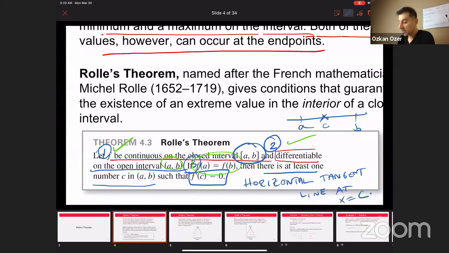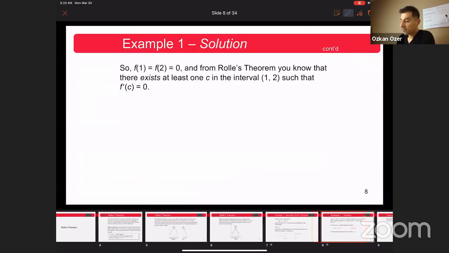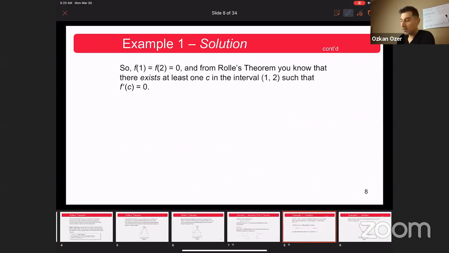So that means there is going to be a number c such that f prime of c equals 0. So there's going to be a slope 0 for the tangent line. That's exactly what I just said. Since f of 1 equals f of 2, which is equal to 0, from Rolle's theorem it's guaranteed that there exists at least one, there could be more, but at least one c such that f prime of c equals 0. So now let's find that c point. We know it exists, let's just try to find that.